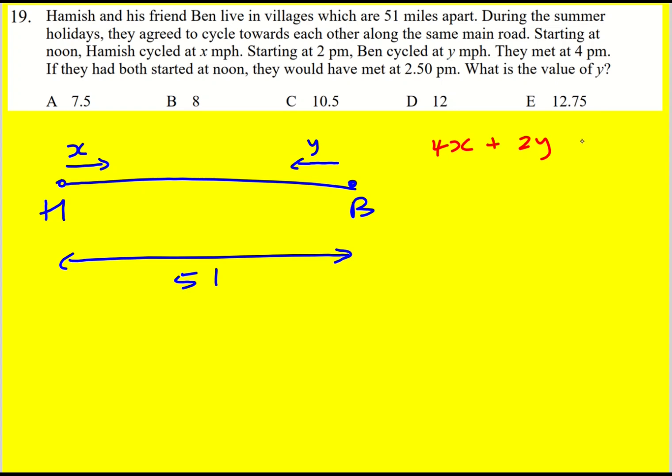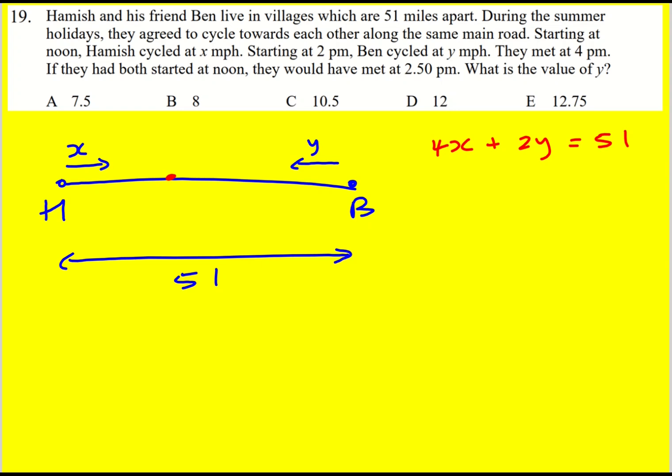And if I add those two together, I must get 51, because Hamish's distance plus Ben's distance is going to be the total distance between them, because they're meeting, say, at this point here. So I've got a little equation in terms of x and y. Let's take a look at the next part.